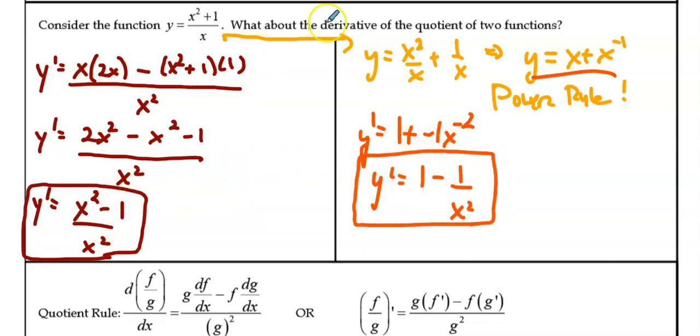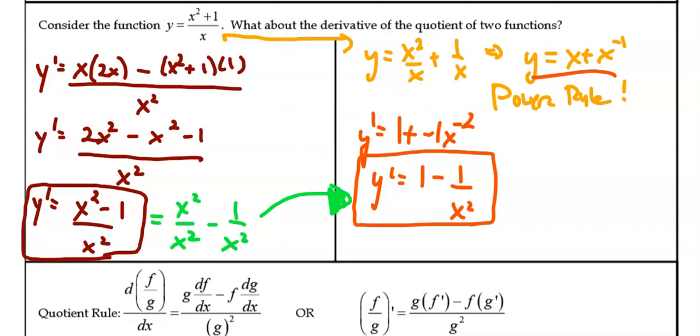They may not look the same, but they definitely are, because we can now split our numerator like we did here, and we can get that this is x squared over x squared minus 1 over x squared. And then, ladies and gentlemen, we're now back to 1 minus 1 over x squared. Okay, so sometimes just because the function is a rational function does not mean that you have to use the quotient rule. So hopefully that is making sense.